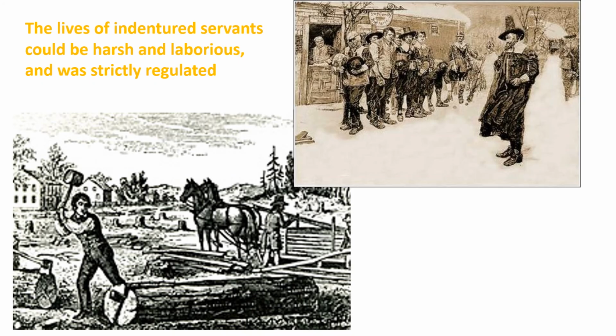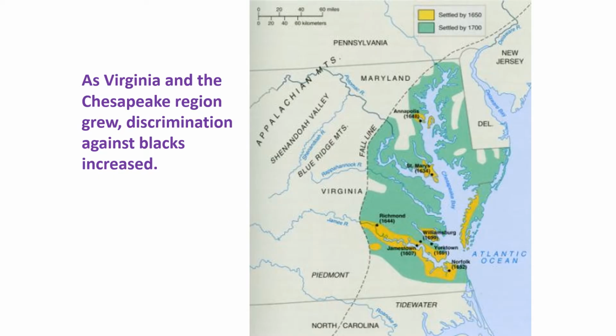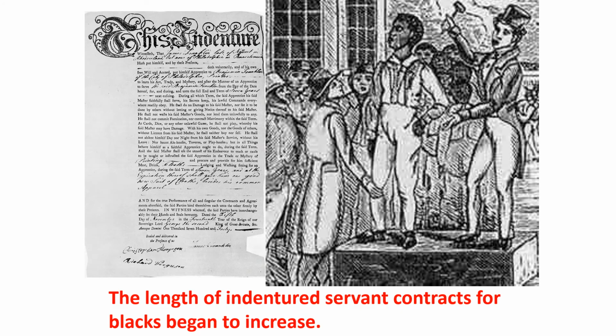Now, I don't want you thinking the lives of indentured servants was easy. It was harsh and laborious, and the people they worked for would often treat them cruelly, and it was very strictly regulated. As the Virginia and Chesapeake region grew, you're going to begin to see discrimination against blacks increasing. The length of indentured servant contracts for blacks began to increase. Instead of like 7 years for a white indentured servant, you'd often have 10 or 15 or 20 years signed for people who were of African descent.